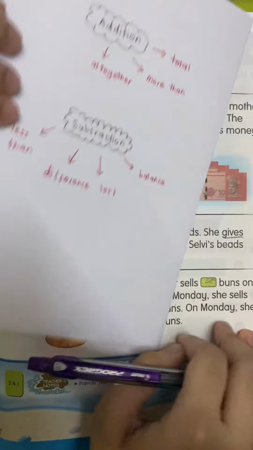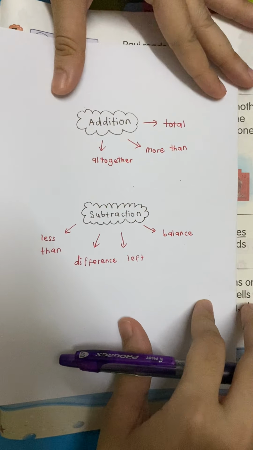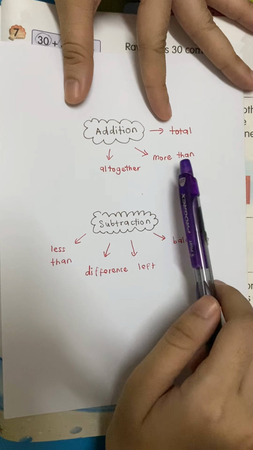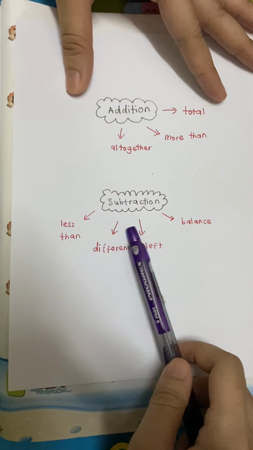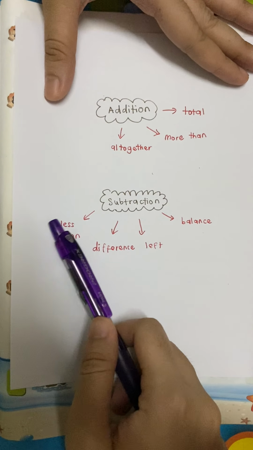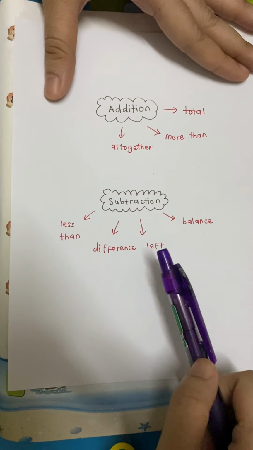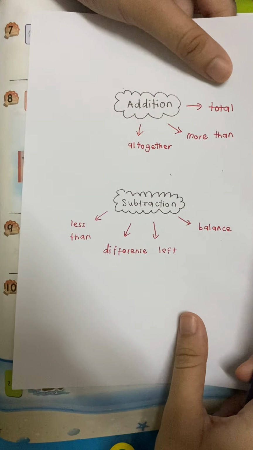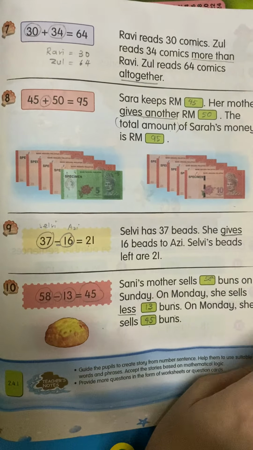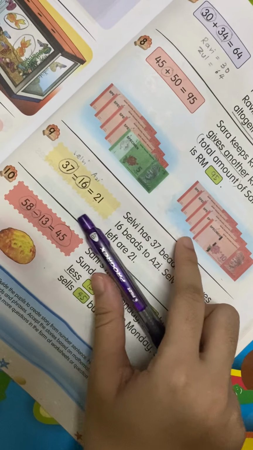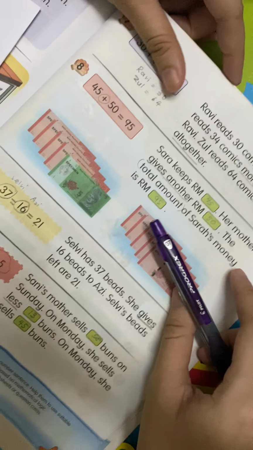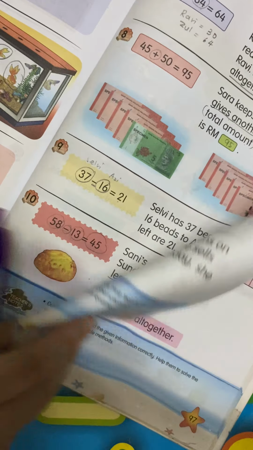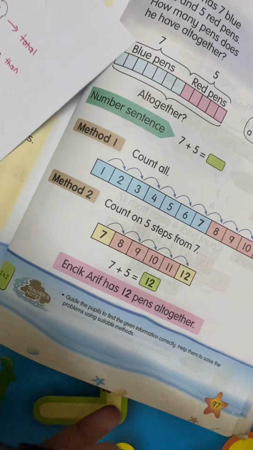You need to remember the keywords. For example, for addition, the keywords are total, more than, altogether. And for subtraction, you can use less than, difference, left, or balance. For this one, I will upload on Padlet. For today's exercise, activity book page.